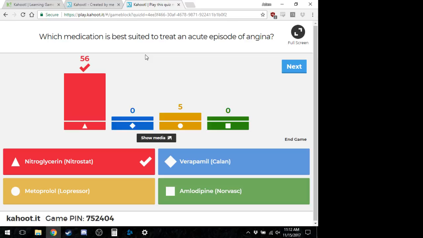Verapamil and metoprolol are going to be better for prevention of symptoms, increasing their exercise tolerance, better for chronic maintenance of therapy rather than for an acute episode. Amlodipine obviously is better as an adjunctive agent, would not be used by itself, especially not for an acute episode. All right, good.